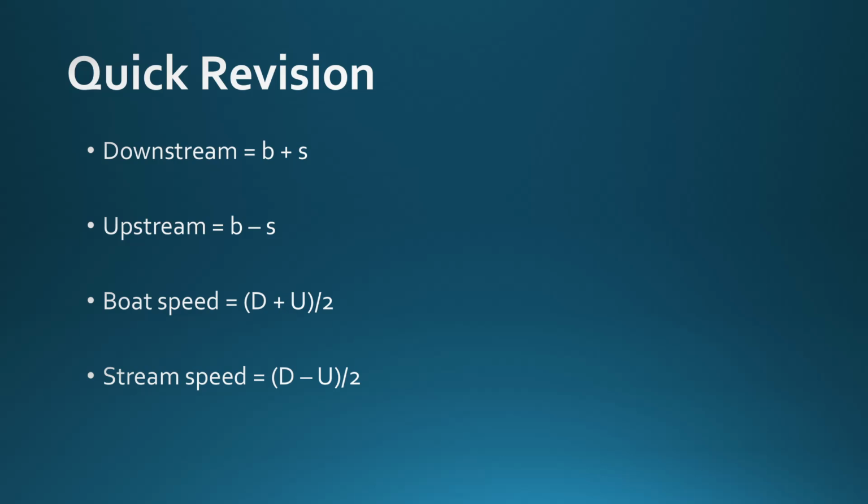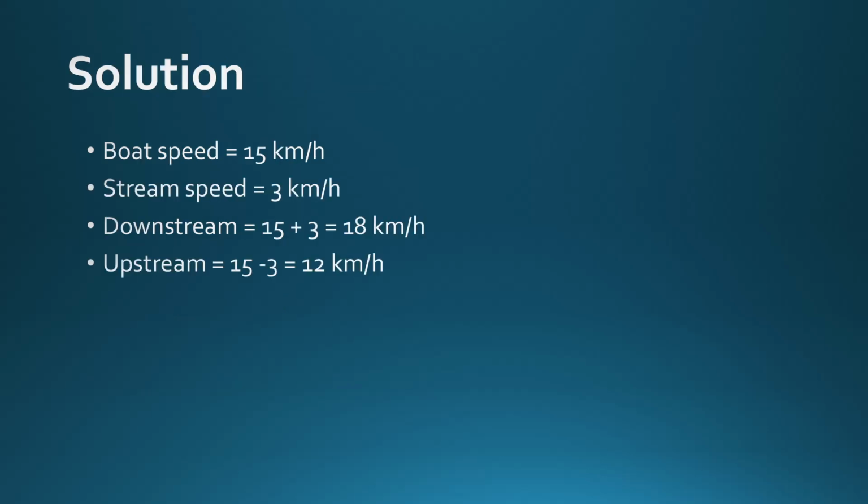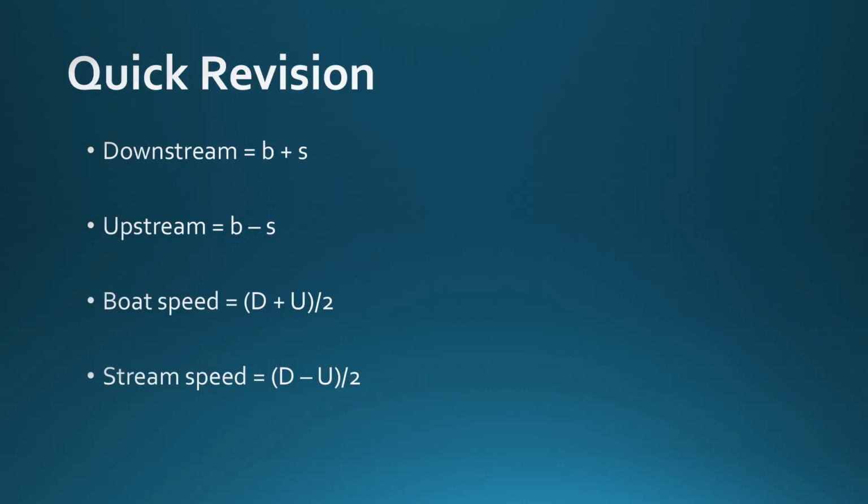Now let's quickly revise these formulas. Downstream speed equals boat speed plus stream speed. Upstream speed equals boat speed minus stream speed. Boat speed equals (downstream plus upstream) divided by 2. Stream speed equals (downstream minus upstream) divided by 2. Pause the video and revise these formulas once. These four concepts are enough to solve most boat and streams questions in the exam.